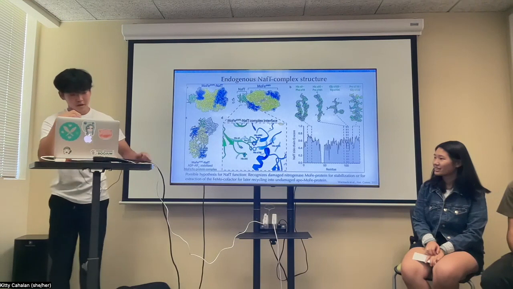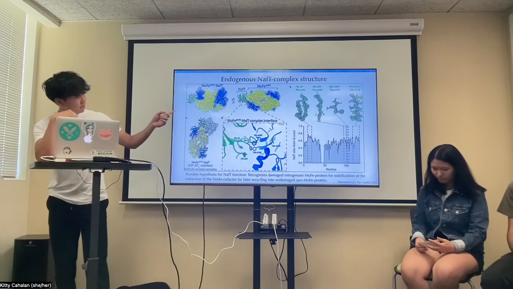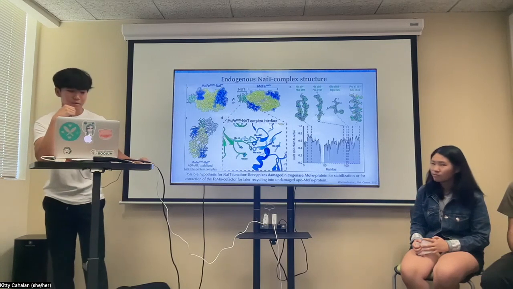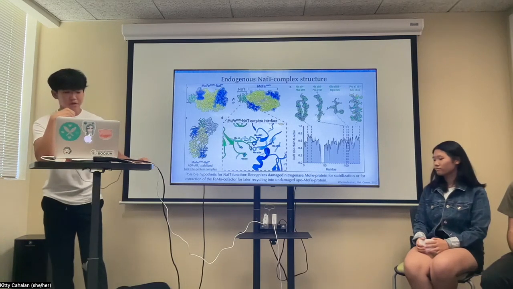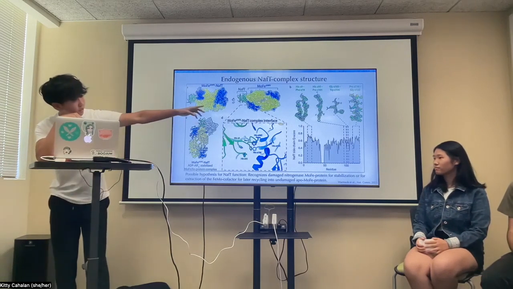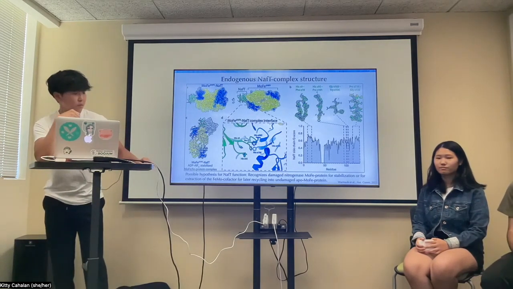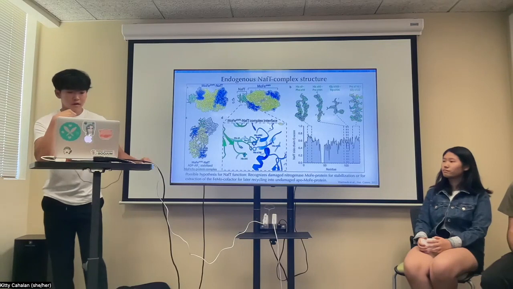We studied the endogenous NAFT complex structure in more detail. Panel A is another viewpoint of the NAFT complex from the previous slide. Panel B looks at the fit of the model, shown in green, inside the gray mesh map. This panel shows that NAFT is a good fit with the density, which is further evidence that we have correctly identified the green blob as NAFT. Panel C is the overlay of the NAFT and MoFe complex and the MoFe iron stabilized structure.